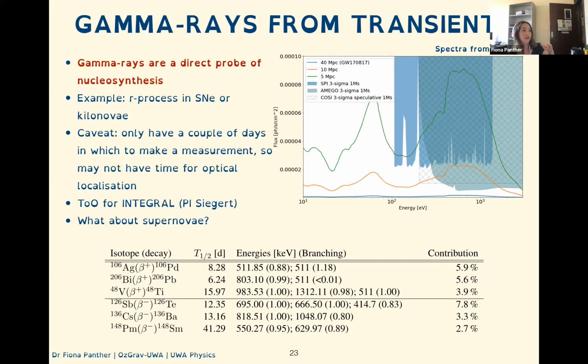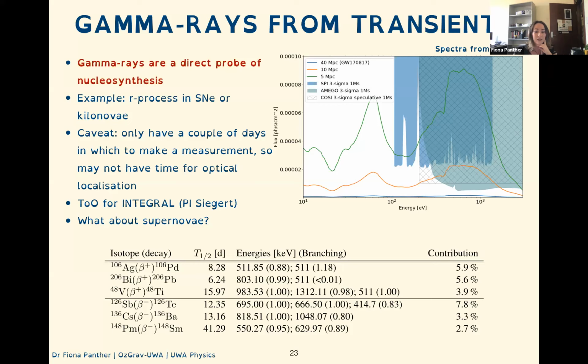And then the different lines, so the bright green line that's very, very large, that's assuming this thing is at 5 megaparsecs. And so this would be detectable, if it was at 5 megaparsecs, with something like Integral, Amigo, or COSI. And we actually have a targeted opportunity for Integral for looking for kilonovae, where we would go after this big R process bump in the gamma ray spectra.